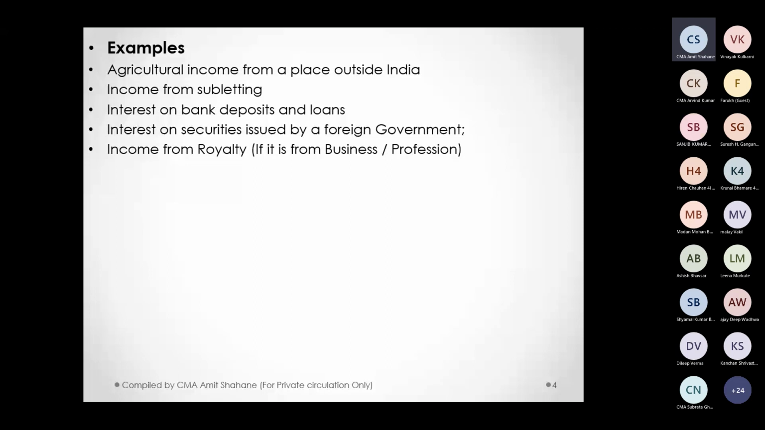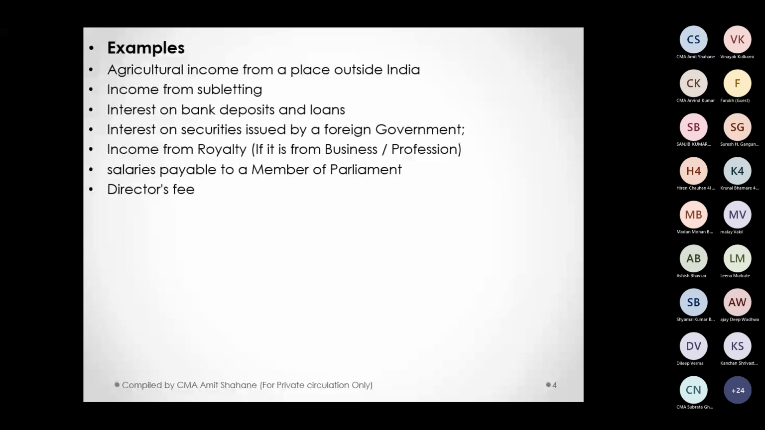But suppose, out of my passion about writing, I have written a single book, and for that I am getting a royalty. That royalty will be chargeable under the head income from other sources, because it is not my regular business. This is my one-off activity, right? So that is income from royalty.